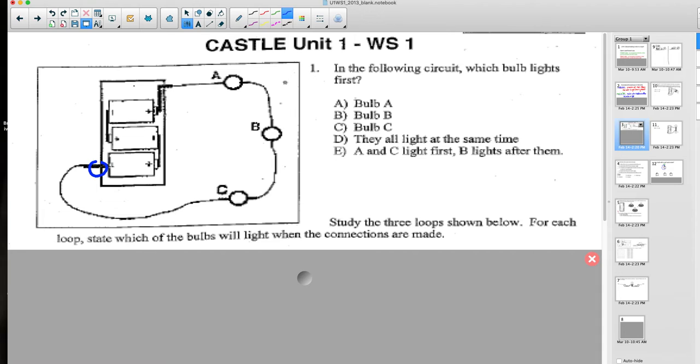Notice that the negative end of the battery pack and the positive end of the battery pack are both included in our loop. And we have wires going from bulb A to bulb B to bulb C. They're all part of a continuous loop of conductive material. A CCP, so all bulbs would light and they would all light at the same time.